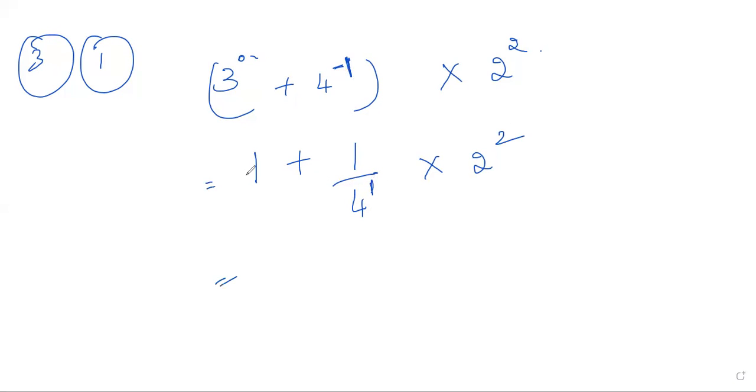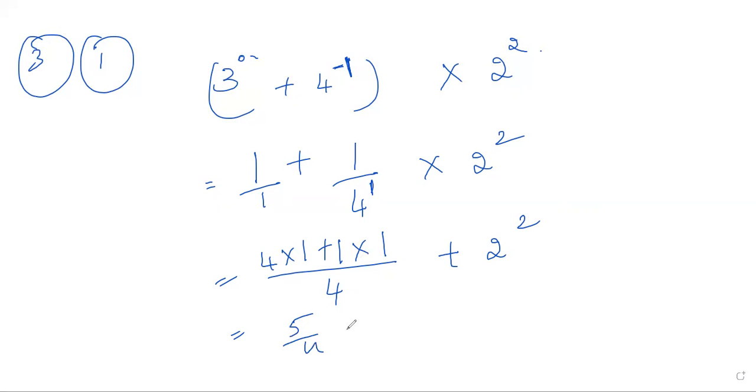Now simplify this, children. See, 4 to the power of 1 is 4. See, the LCM is 4 here, right? There is 1 in the denominator. To make it 4, you have to multiply by 4 in the numerator. Already we have 4 here. Write 1 in the numerator plus 2 square. That is equal to 4 into 4 is 4 plus 1. That is 5 by 4.